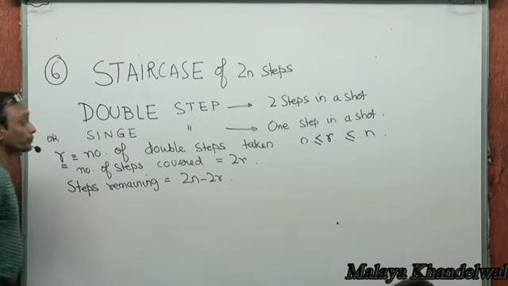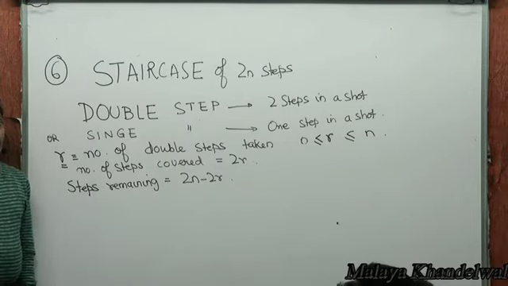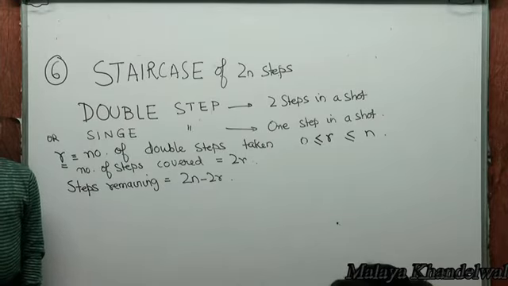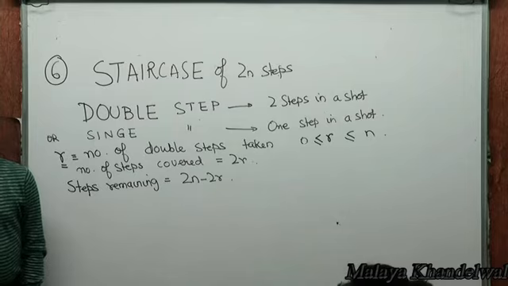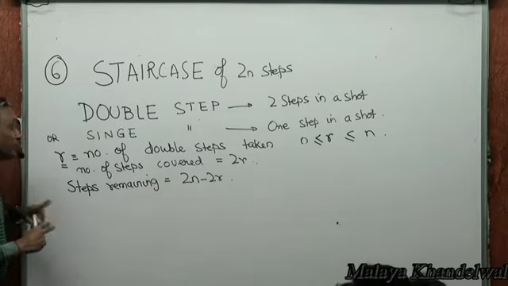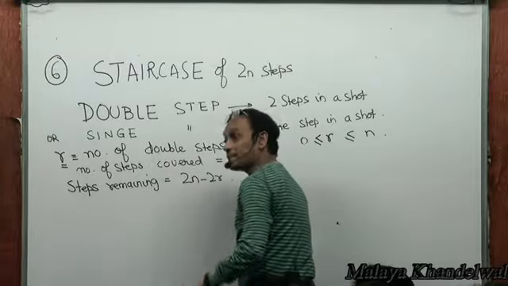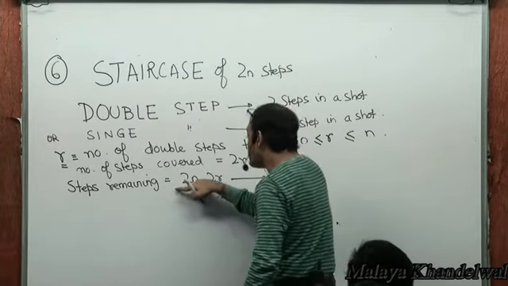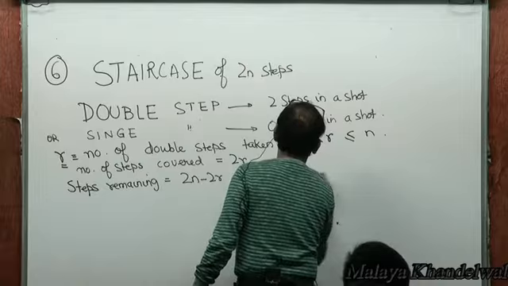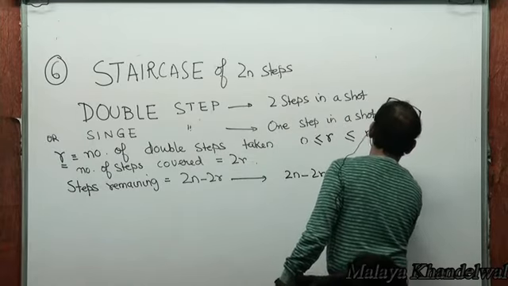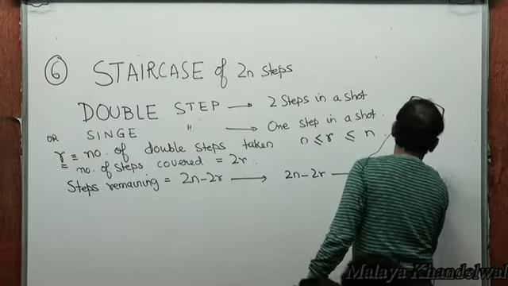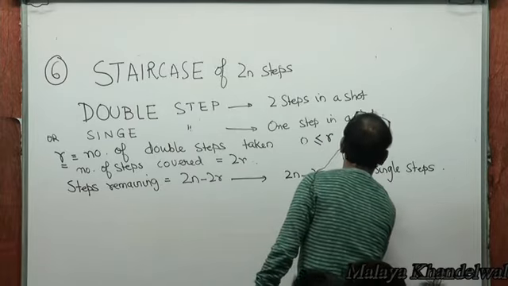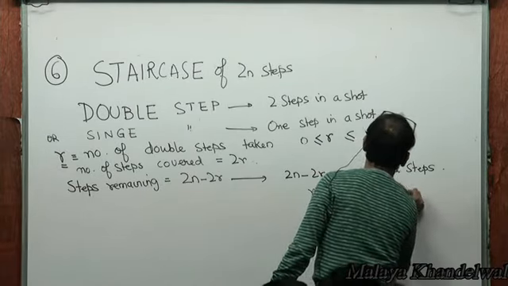Now, how many single steps? 2n minus 2r single steps and r double steps. Essentially, 2n minus 2r single steps. These many steps remain, and they have to be covered in single steps. So if these many steps remain, that means 2n minus 2r single steps is what he takes, and r double steps. These are the total number. Yes or no?